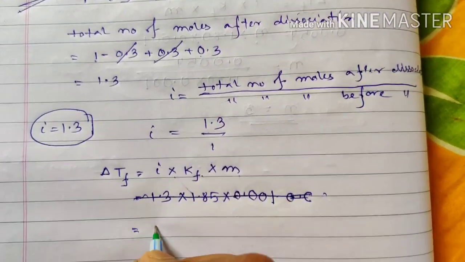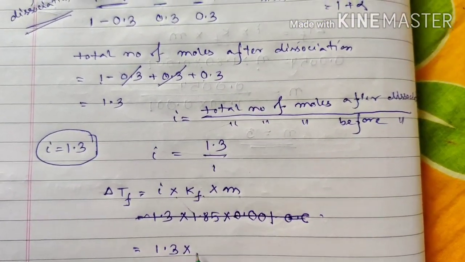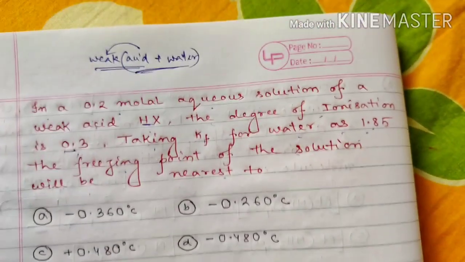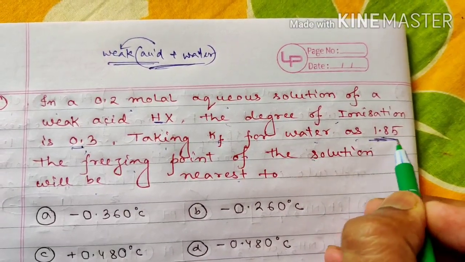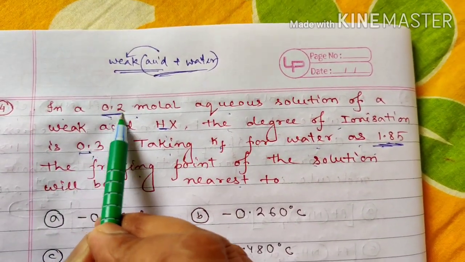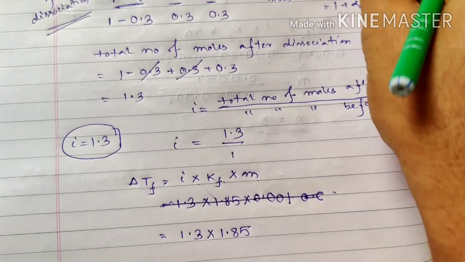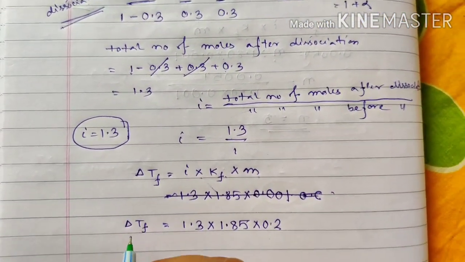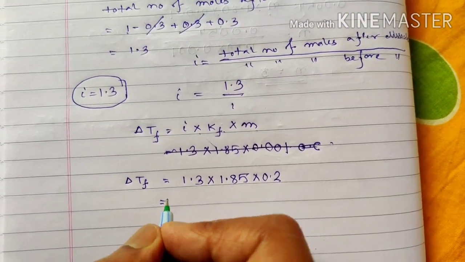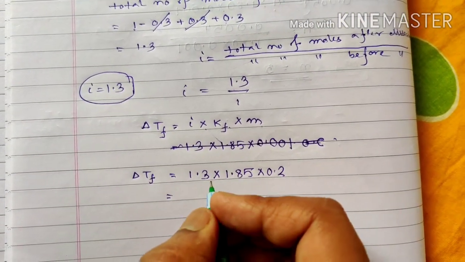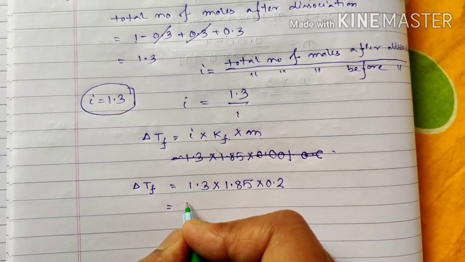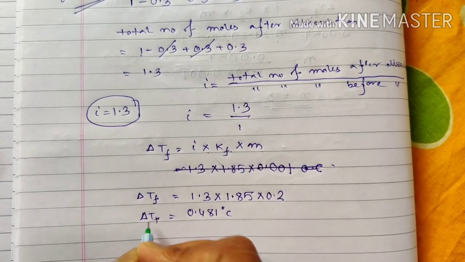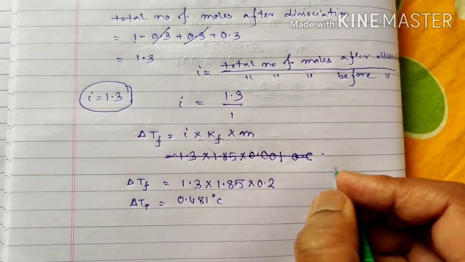i we are calculating as 1.3. Kf we are taking as 1.85, given in the question. And the molality is given as 0.2. So it is 0.2 molal. That will be the value of the freezing point depression. Now calculate this much. You will be getting 0.481 degree Celsius. So that is the freezing point depression.